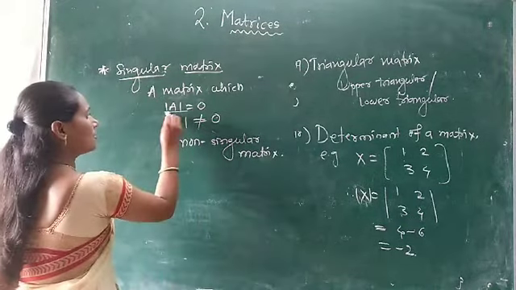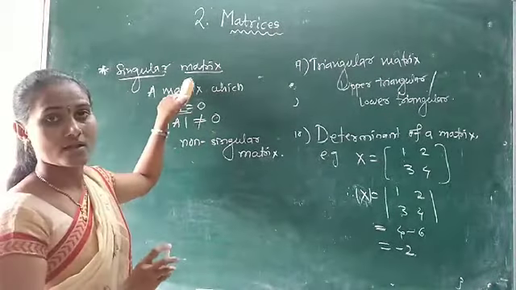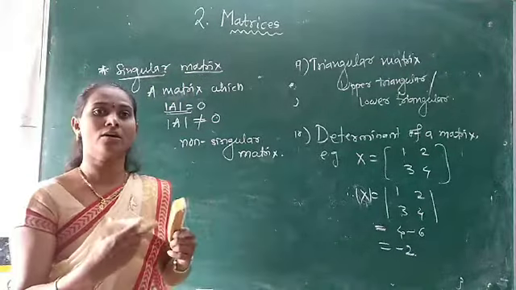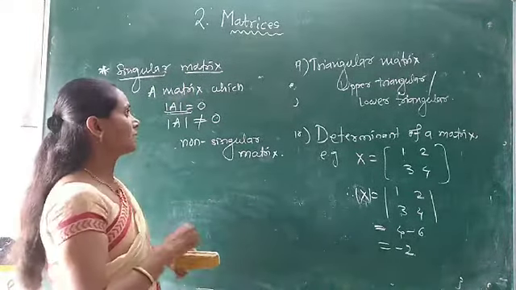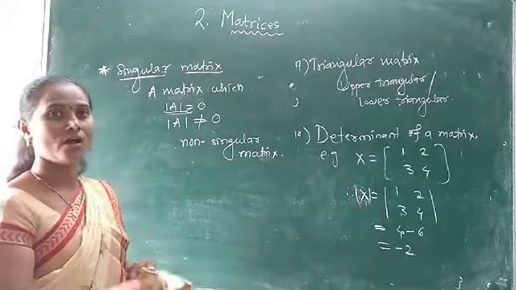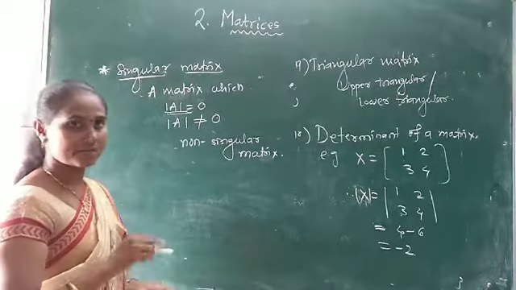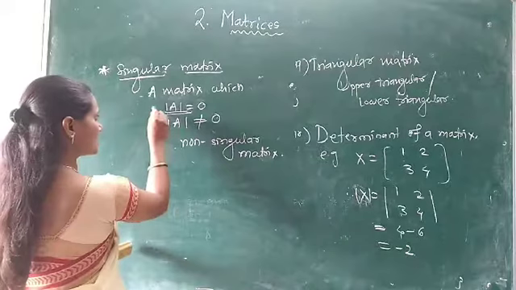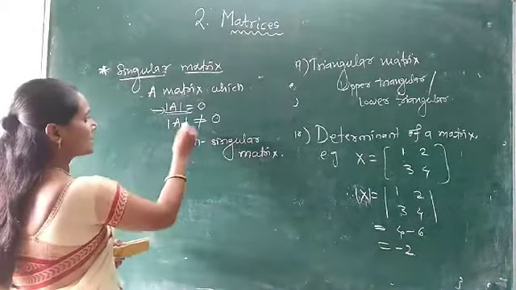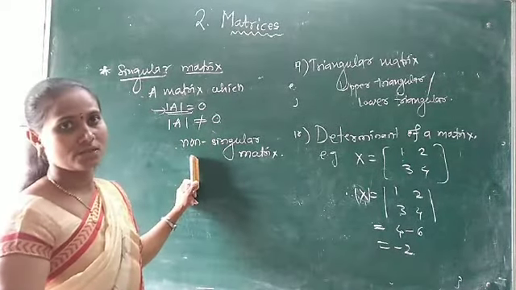If determinant of matrix is 0, then the matrix is said to be a singular matrix. This is very important, which they ask in questions where you show whether the given statement is true or false, or in an MCQ. A matrix is said to be a singular matrix if its determinant is 0, and if its determinant is not equal to 0, then the matrix is said to be a non-singular matrix.